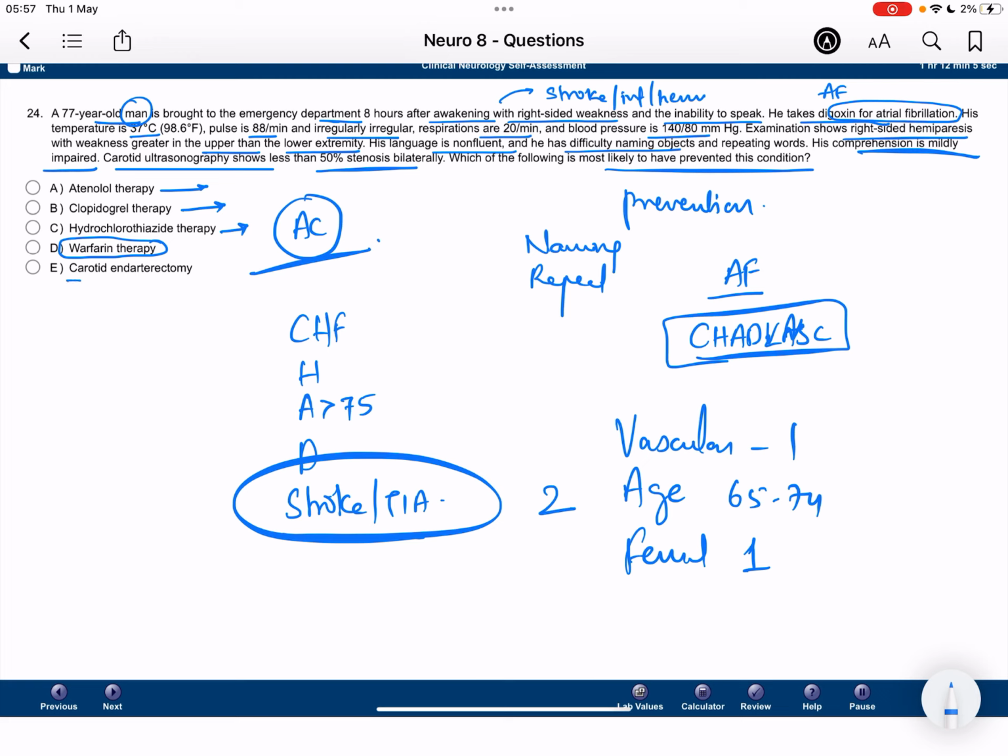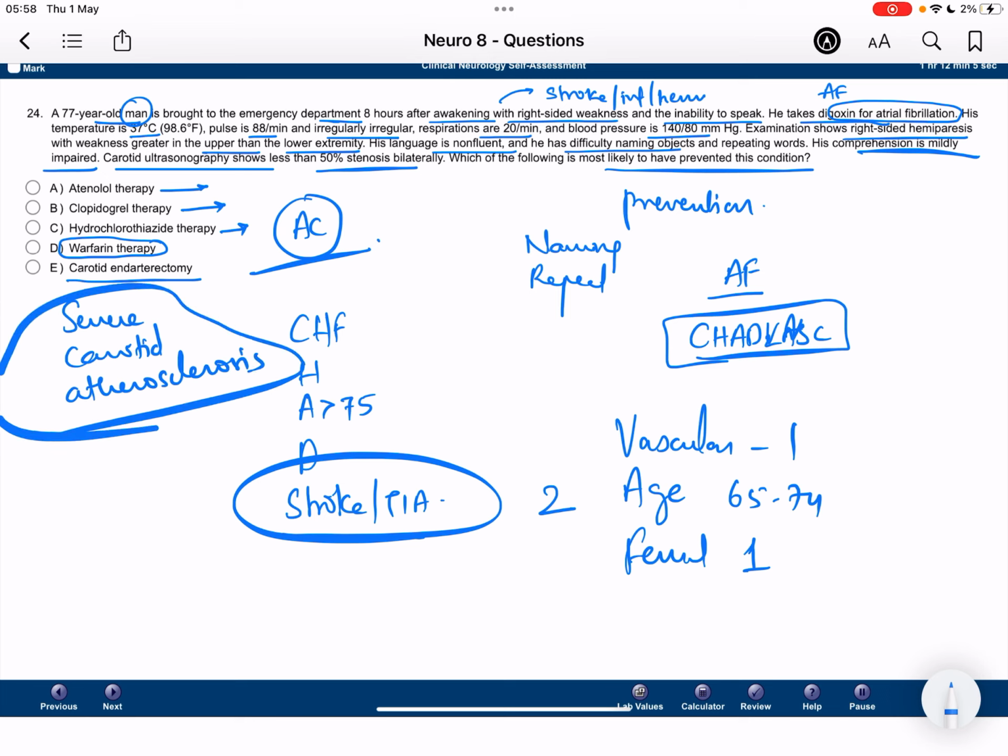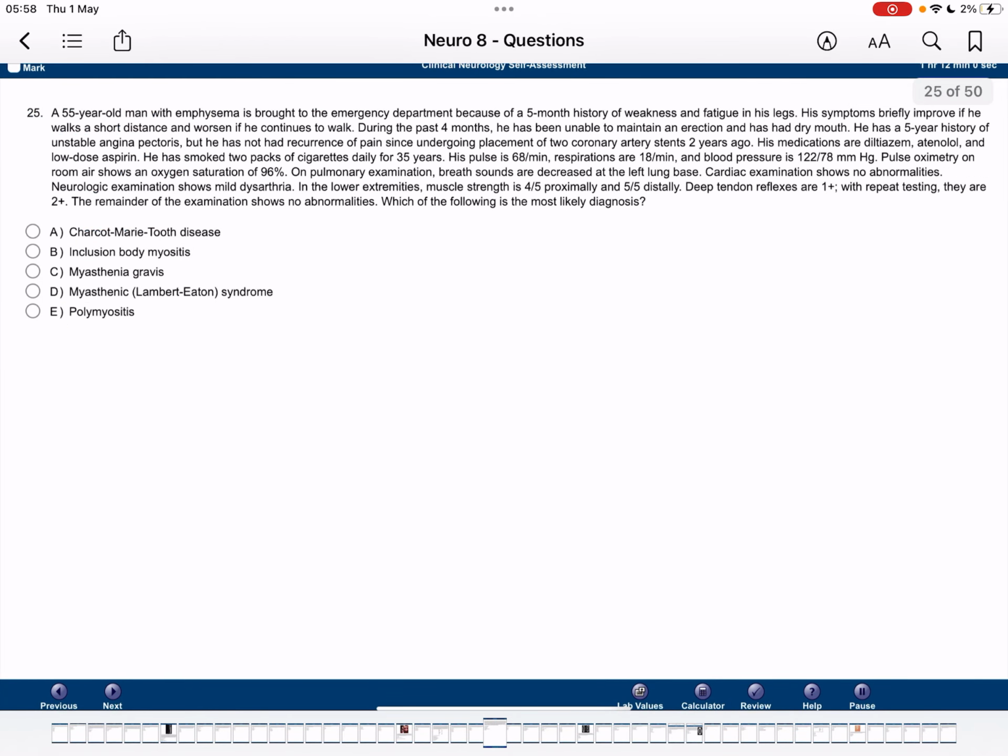Next we talk about carotid endarterectomy. Carotid endarterectomy is usually done in patient with severe carotid atherosclerosis. But this patient has got a carotid stenosis of less than 50%. So that's one most important thing we will have to remember in this question. Next we will talk about another question.